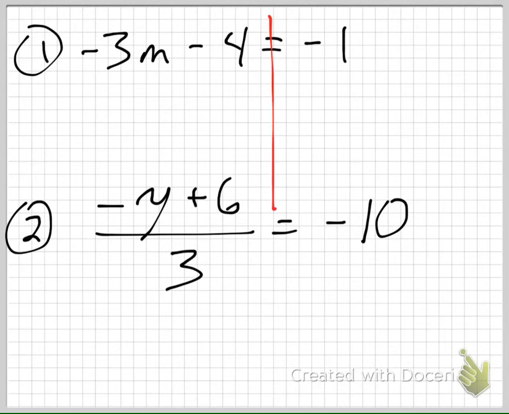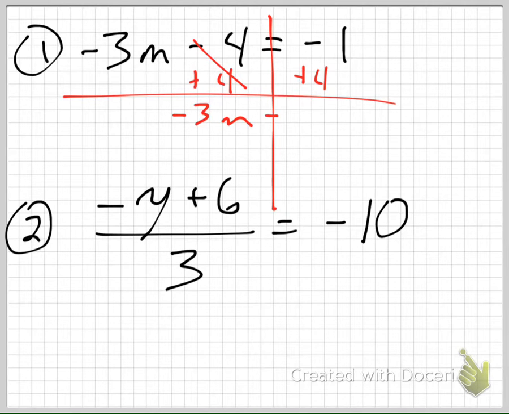First one, line on the equal sign. Variable happy, nope. Lots going on. Which one do I take care of first? Kermit, -3 or -4? -4. Add 4, add 4. This is the first tricky part right here because you go -3m equals. What is -1 plus 4?